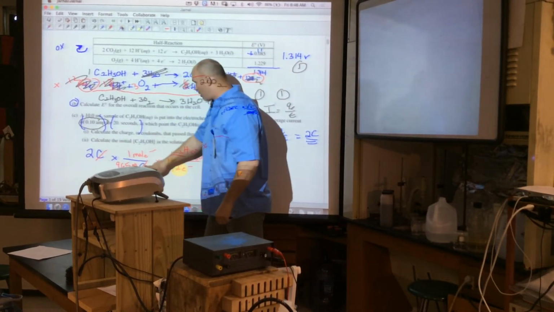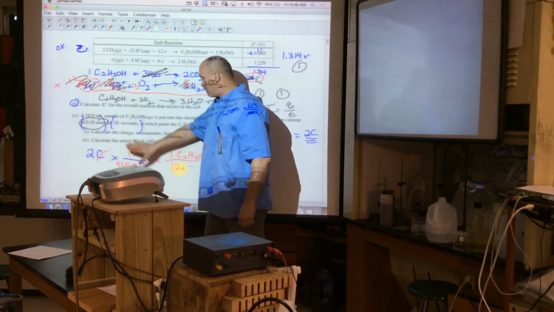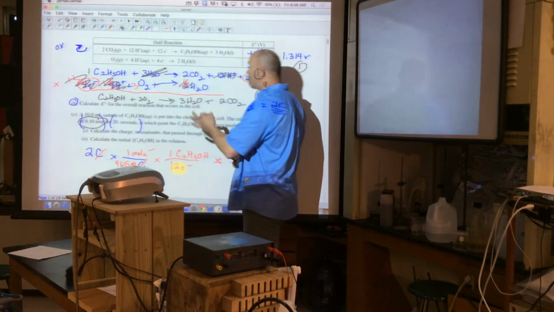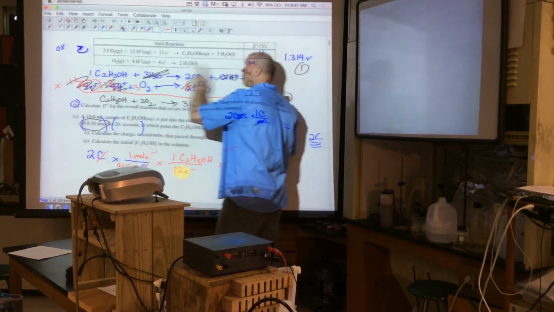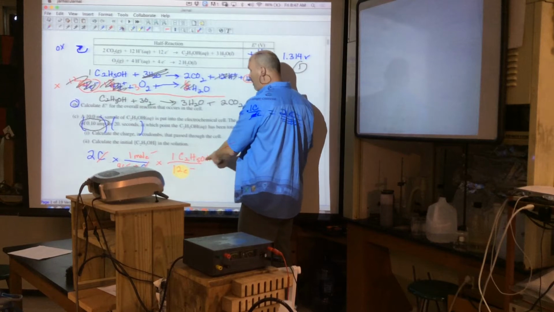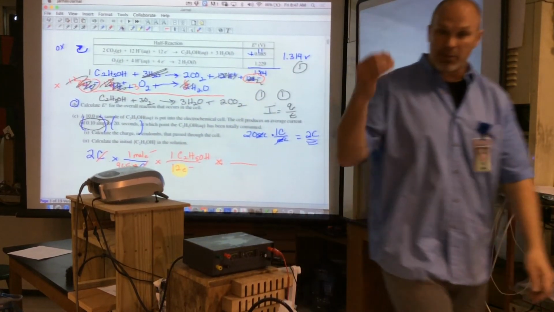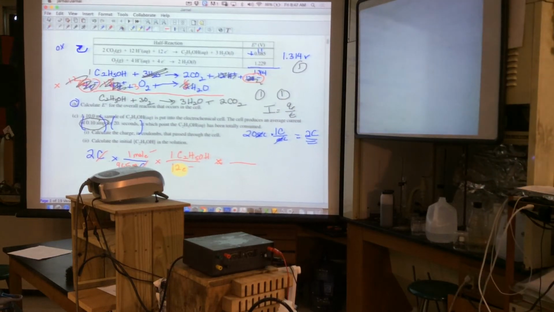So find the total charge. We found that in the time period, times the amperage, divided by Faraday's constant, I got moles of electrons. Great. And I know there's 12 of these per one of these, and that's what I'm doing here. Now I've got this, divide by 0.1, and I have my molarity. Molarity is moles of your substance over what? Liters.